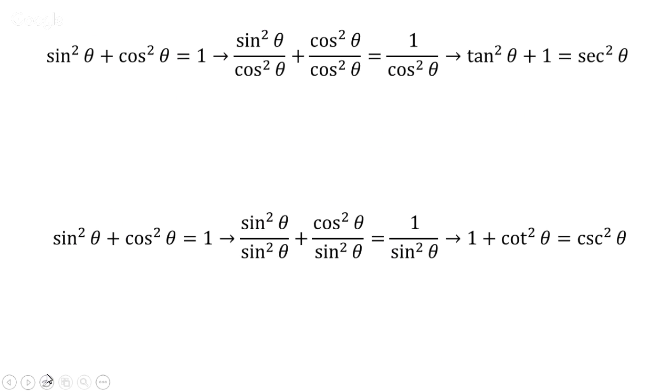But notice I can find both of those Pythagorean identities by dividing everything by cosine squared or dividing everything by sine squared. So if you forget either of these next two, if you memorize sine squared plus cosine squared equals 1, then you can always derive the other two by dividing everything by cosine squared or by sine squared. So the one you have to memorize is sine squared plus cosine squared equals 1. Then you can derive the other two if you need to.